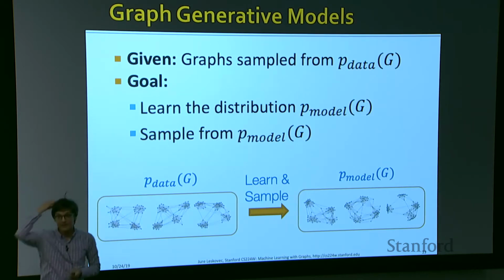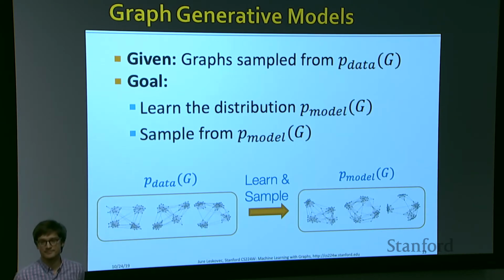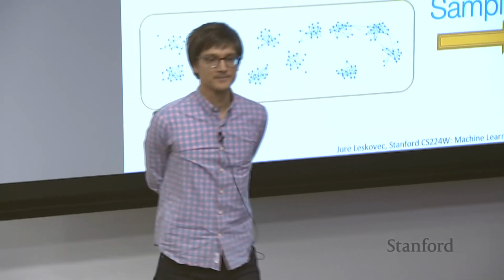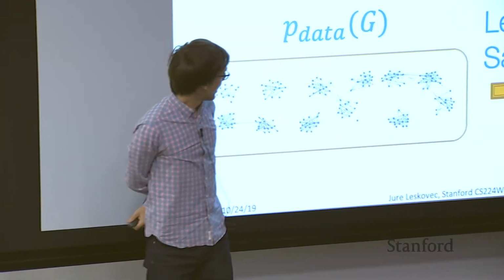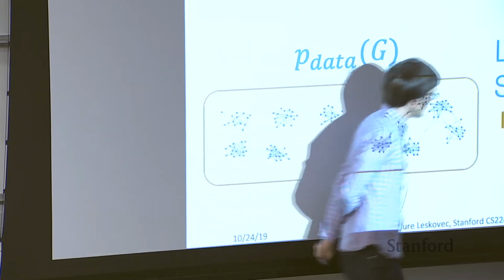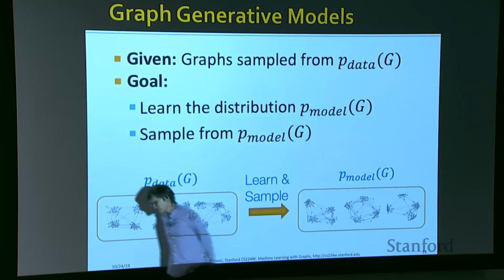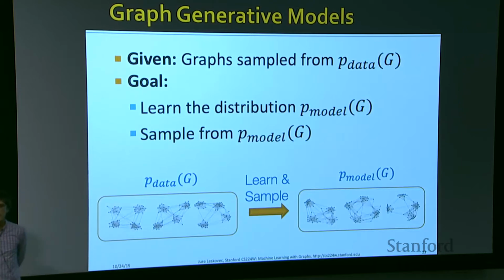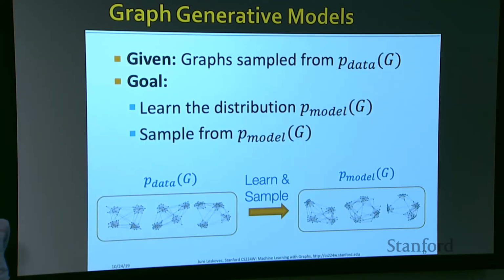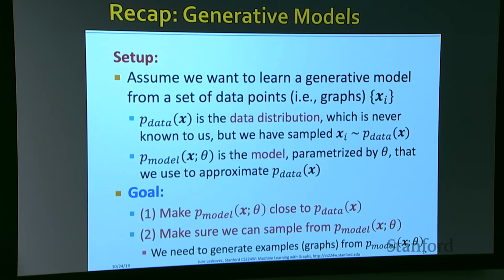Yes? Is the goal to have P model as close to P data as possible, or are you trying to make some variant of it? Good question. So the question is whether the goal of this P model is to be close to P data? Exactly. That will be exactly the goal, and we'll talk about it. All right. Good. So here is the setup.